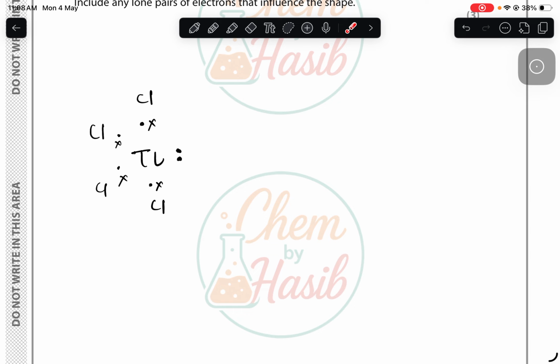If you have 5 electron pairs, then the shape should be trigonal bipyramidal. This is how the shape looks. If you remember, we studied it in the class already. This is the trigonal bipyramidal shape, right?